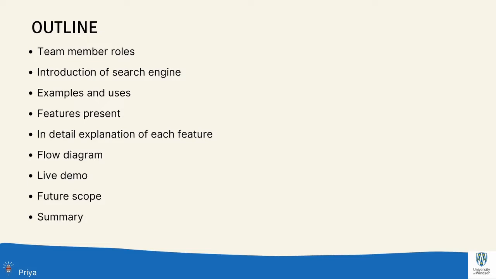Here is the brief outline of the presentation. Initially, we are going to discuss the team roles, continuing with the introduction, uses, and examples of a search engine. Then, we are going to explain about the features present in our project, and we are going to explain each feature in detail along with flow diagram, followed by the working demo of our project and the future scope. Finally, we will conclude by giving a brief summary in the end.